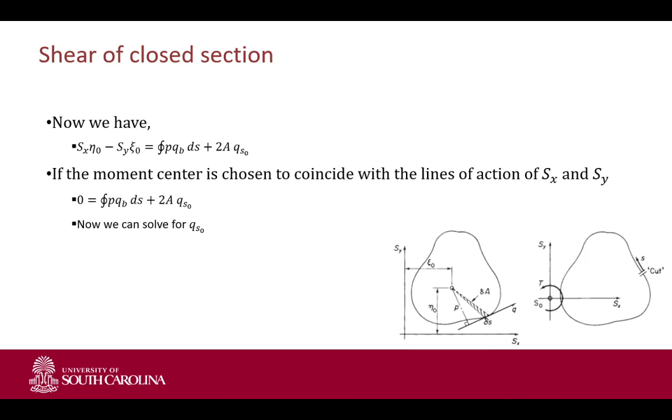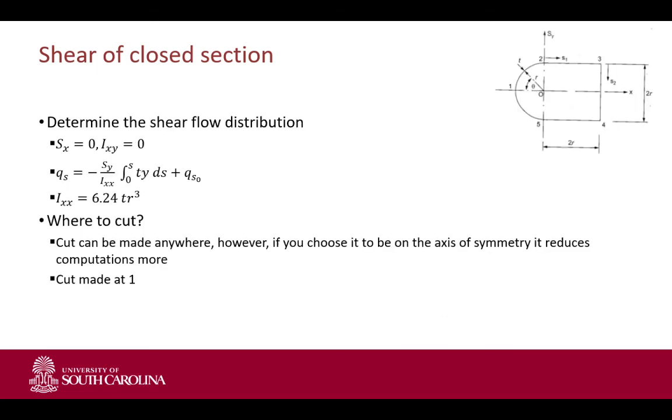So now, if you find the location where you take the moment equation from, we always choose it wisely. You can always reduce the complexity of your problem a bit. By choosing the correct location, in this case, we coincide with the location of the lines of action of the shear forces. So that was equal to 0. And we calculate the correction shear flow based on that.